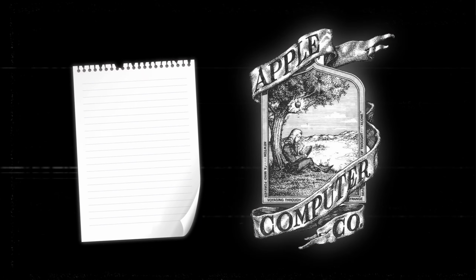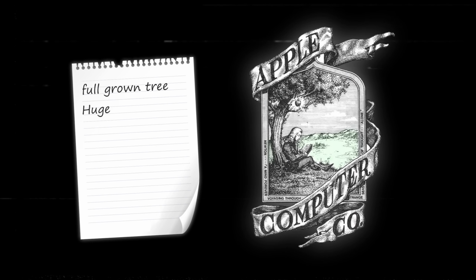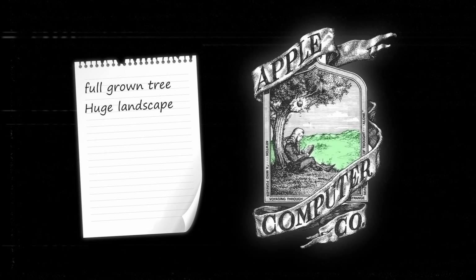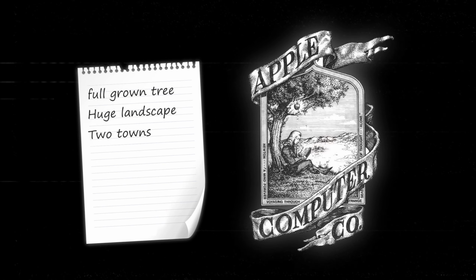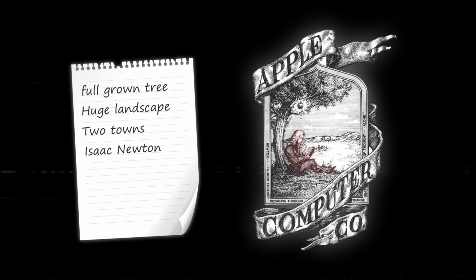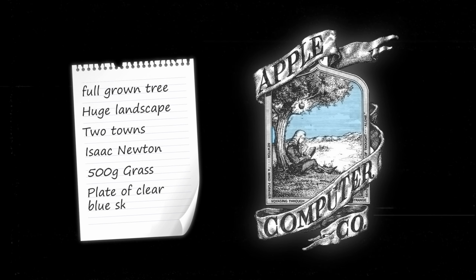Now imagine I'm your mom. And it's your birthday in 2 days. So obviously I want to bake your favorite cake, but I will need your help with that. So while looking at the photo of the cake, we need to make a shopping list for the ingredients. So in our case, we will need one full-grown tree with bark, huge-ass landscape with river flowing through it and mountains in the background, 2 towns of your favorite flavor, 1 full-grown sitting Isaac Newton, 500 grams of grass and other ground coverage, and a plate of clear blue sky.